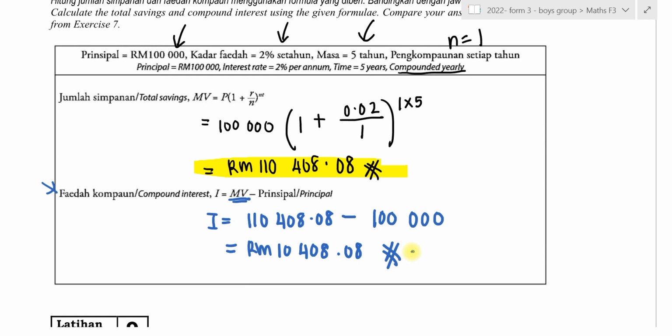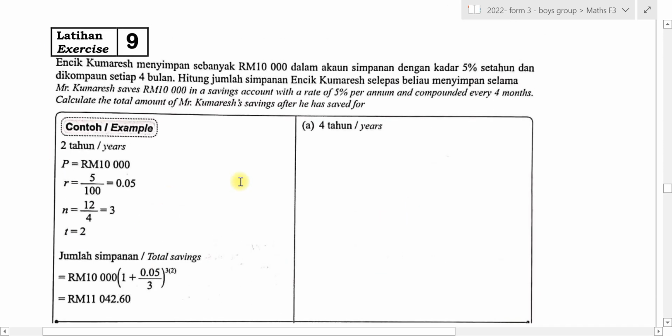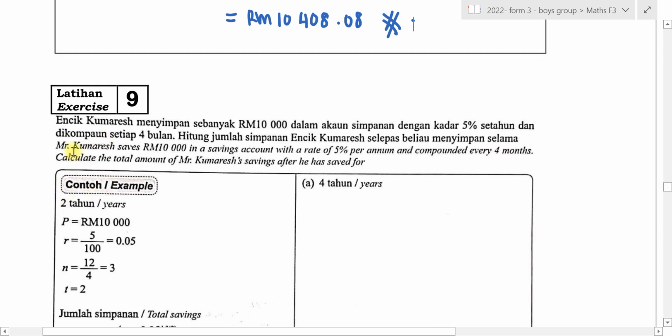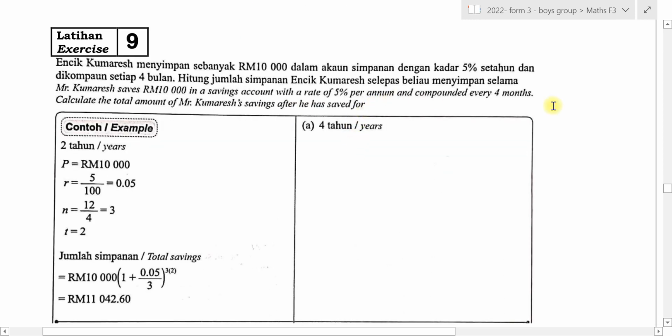Okay. Is it interesting to learn this? It's actually very interesting. You need to play with the formulas. Right, let us see the question. Now we want to familiarize ourselves with the formula. Mr. Kumaresh saved 10,000 in a saving account with a rate of 5% per annum and compounded every 4 months.